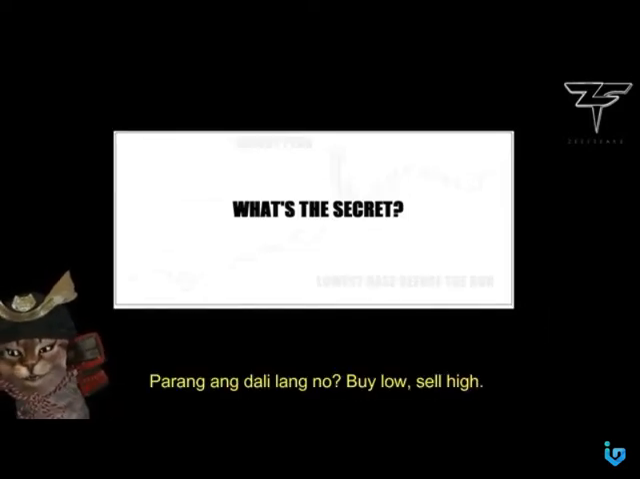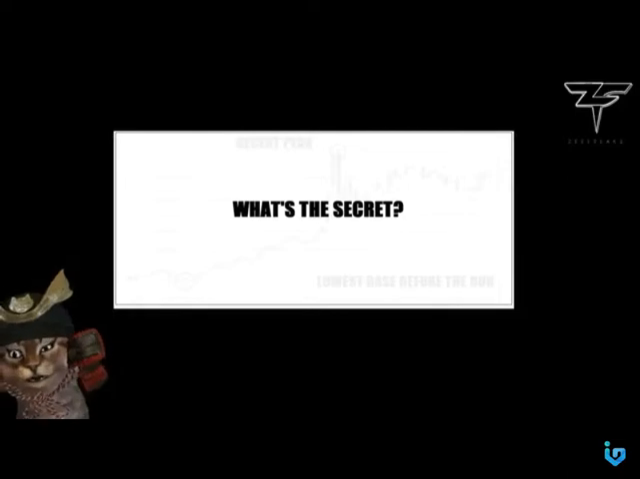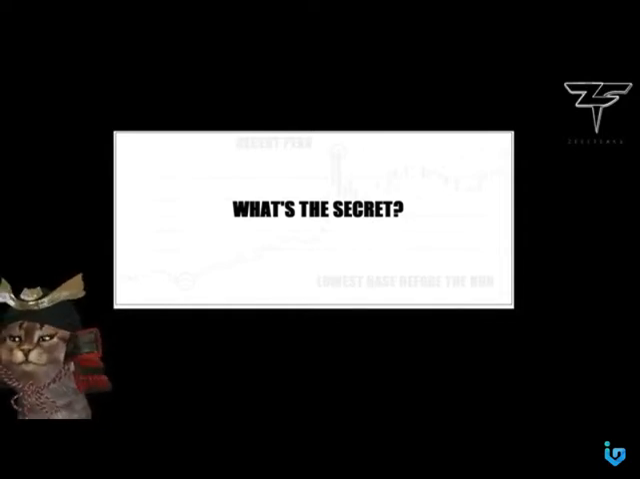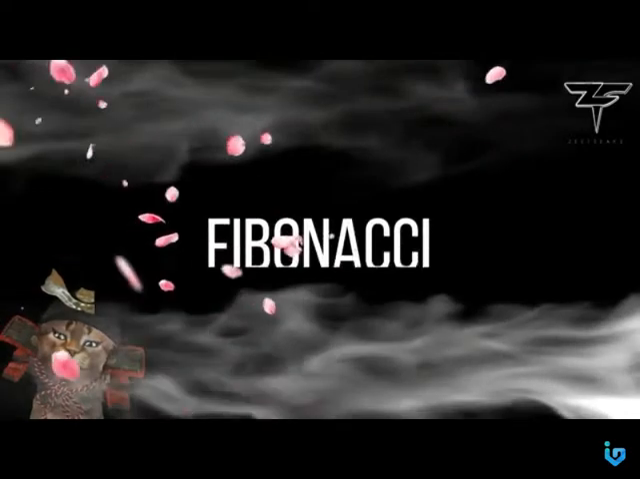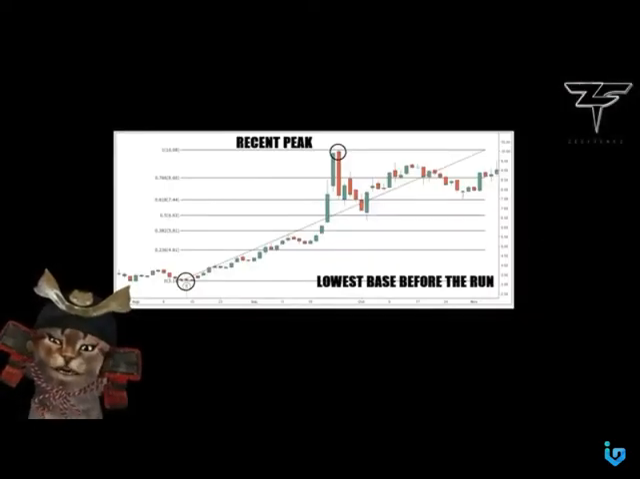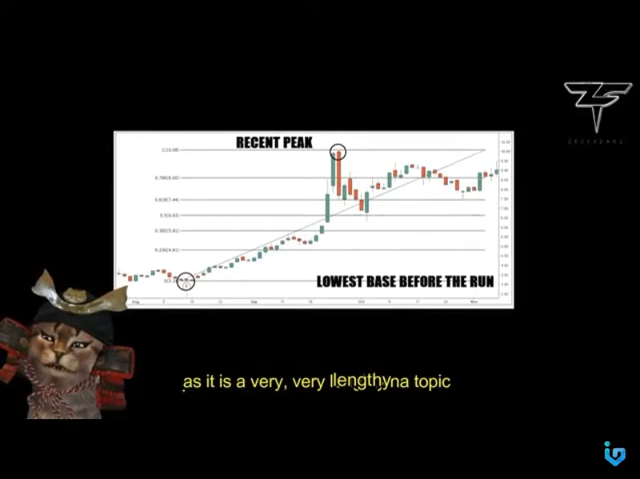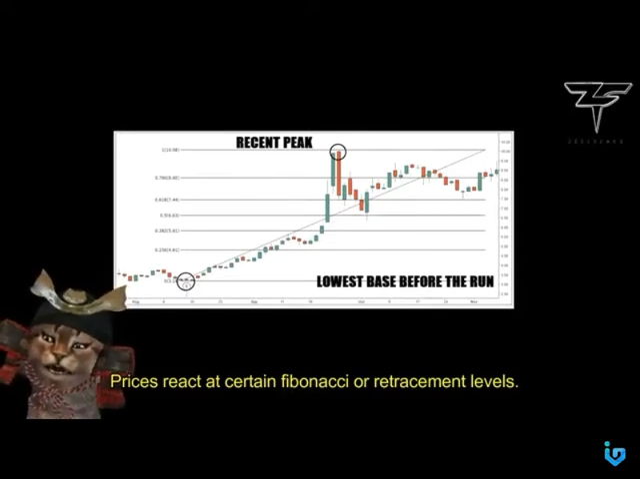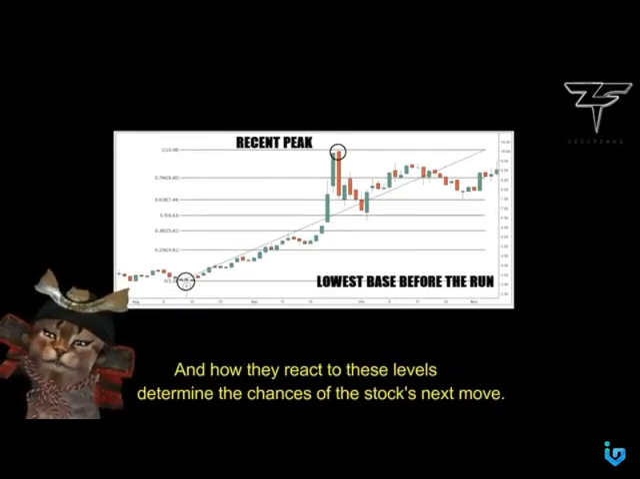Parang dali lang, no? Buy low and sell high. Now, whenever there are wild upswings, expect that there will also be downswings. Prices don't go in a straight line. So what's the secret? And the answer to that is Fibonacci. Now, I won't go into the details of the setup as it is very, very lengthy na topic. But to give you an idea, prices react at certain Fibonacci or retracement levels. And how they react to these levels determine the chances of the stock's next move.